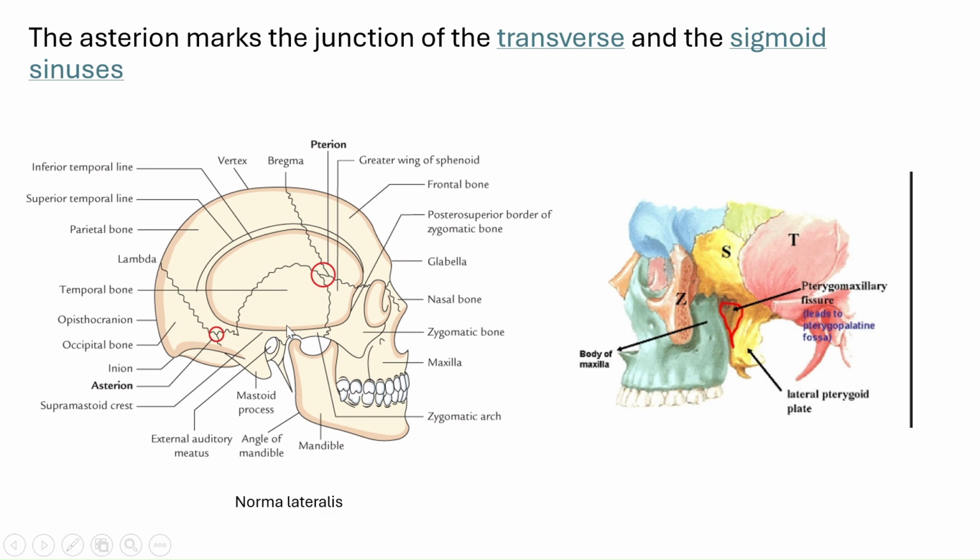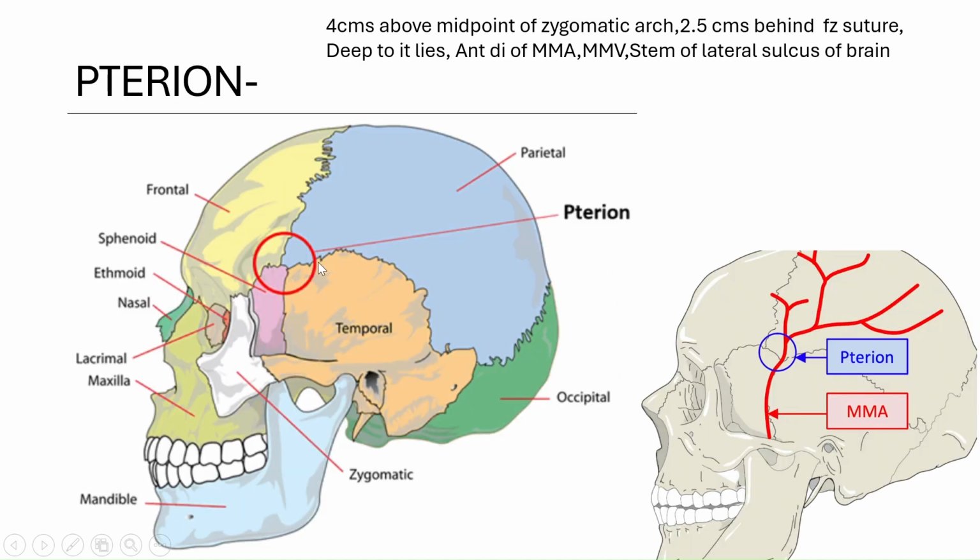Now what is the significance of the pterion? What lies here? Basically, the pterion represents the anterior division of the middle meningeal artery. The middle meningeal vein and the stem of the lateral sulcus of the brain are lying deep to the pterion.